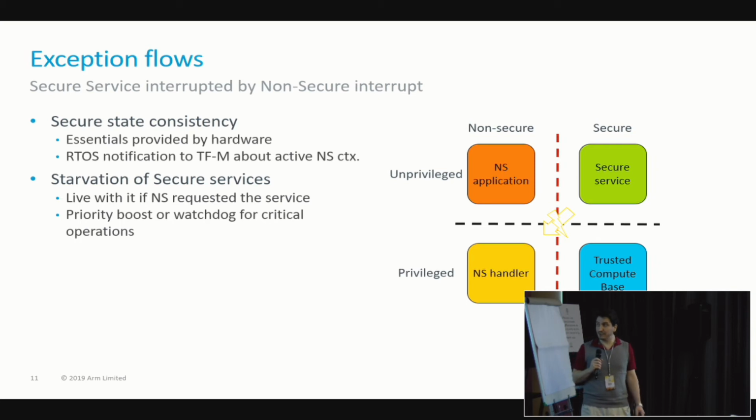approach that we can take is to live with it. This is an appropriate course of action if we say that the secure service was running as a result of a non-secure request, because in that case the non-secure handler is actually starving a non-secure thread execution, and so that may be okay in some scenarios, but in some other scenarios, in case there's a critical operation on the secure side, then of course this cannot be permitted, and in those cases secure execution priority needs to be boosted, or alternatively there must be a watchdog on the secure side to limit the execution time permitted for non-secure exceptions.